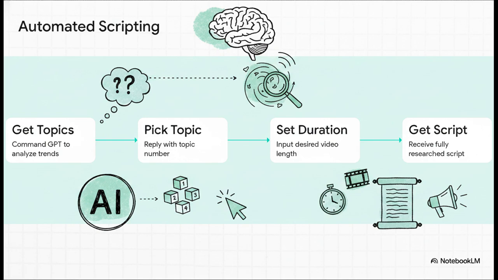Step 1. You simply command the custom GPT. Literally just type, "Give me topics." It analyzes current trends and viral potential to handpick the best ideas for you. Step 2. You reply with the number of the topic you like best. Step 3. Just tell it how long you want the documentary to be, like say 5 minutes. And step 4, boom. You instantly receive a fully researched high-retention script. The AI automatically adds strong hooks, it verifies the facts, and it weaves this captivating storyline to hold viewers from start to finish. It seriously saves you hours of work.